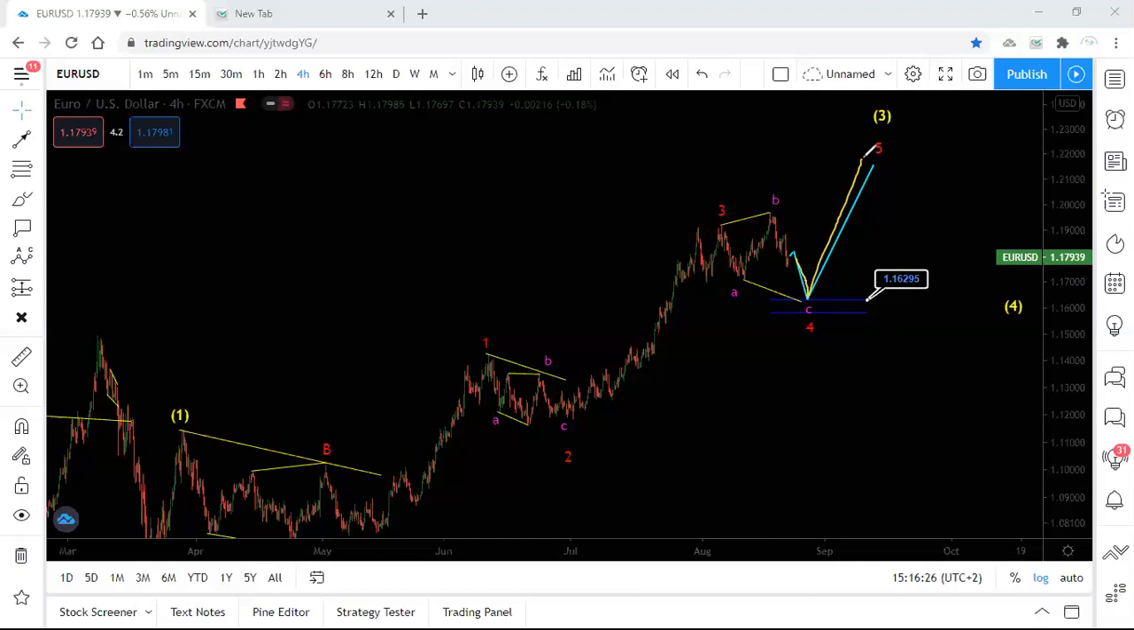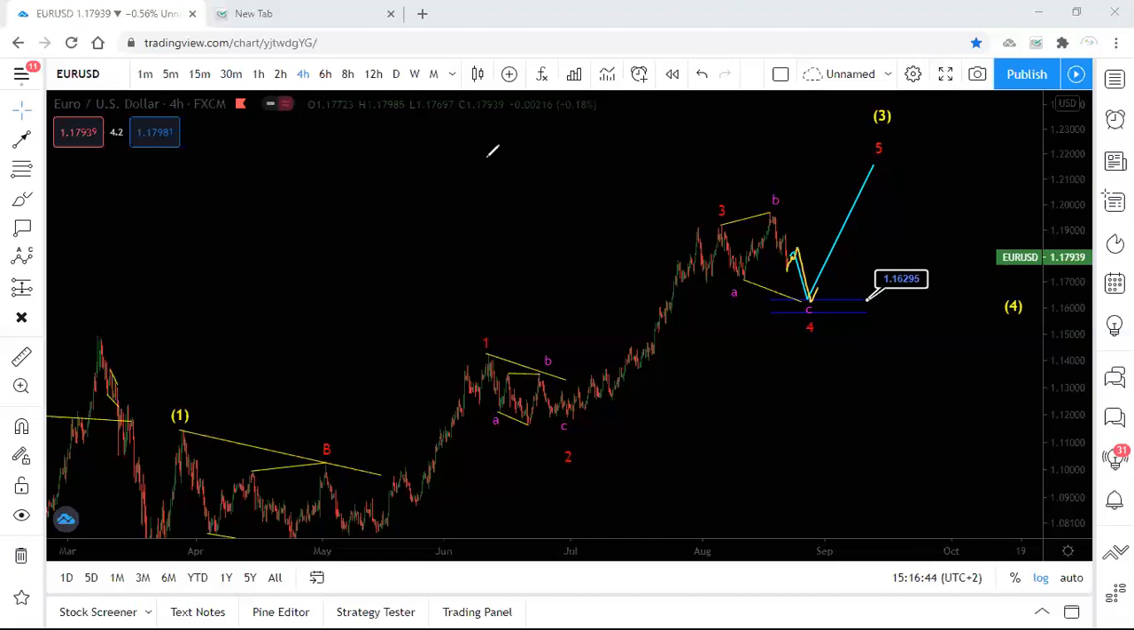You can anticipate to look at wave 5 at 1.22000 or 1.23000. That's where we can look at this to go up to. So euro will be strong in the next coming week after we had this drop to the downside. Therefore, we're going to have this move to the upside.